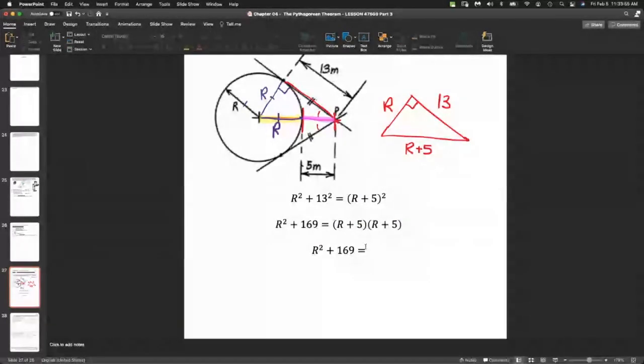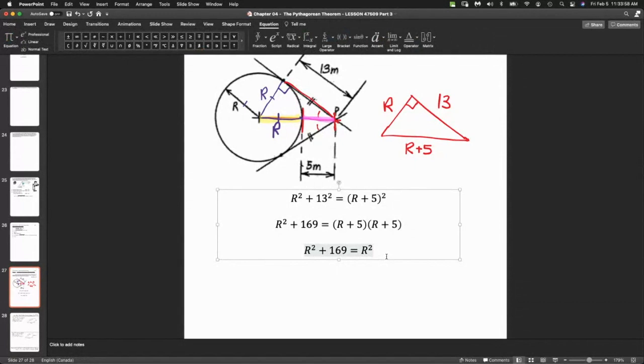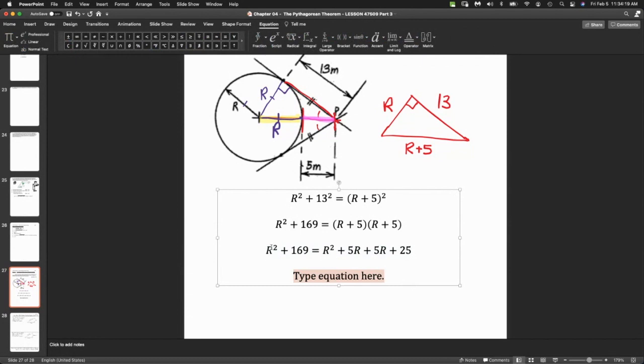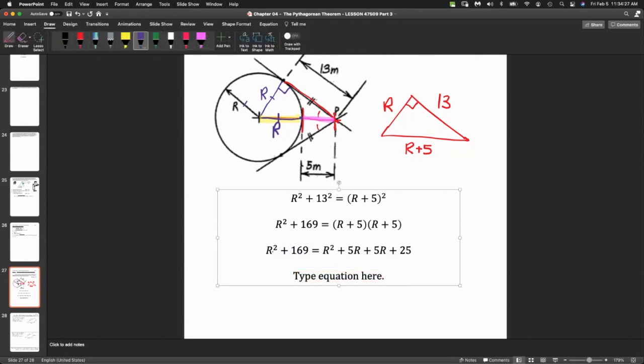You do r times r, and you get r squared. And then you do r times 5 at the end, and you get 5r. Then you do 5 times r, and you still get 5r again. And finally, you get 5 times 5, which is 25. If you notice here, this r squared and this r squared, what happens to them? Yeah, they cancel out. And from there, we're good to go.